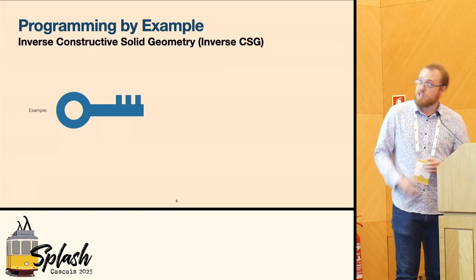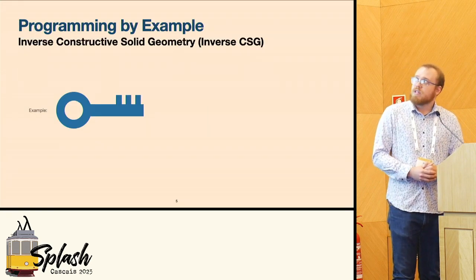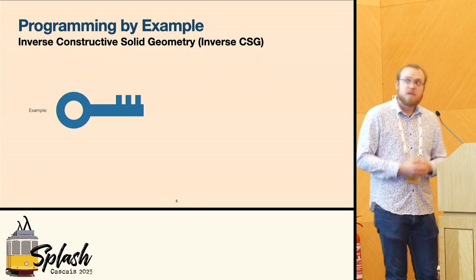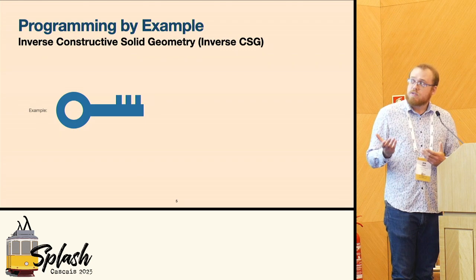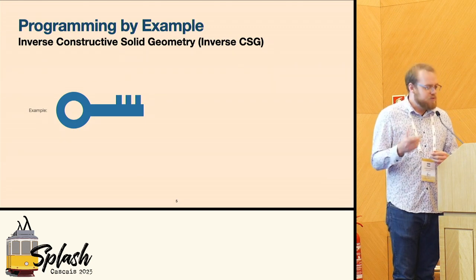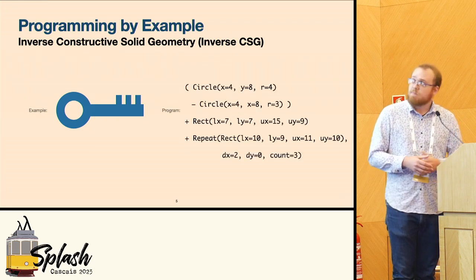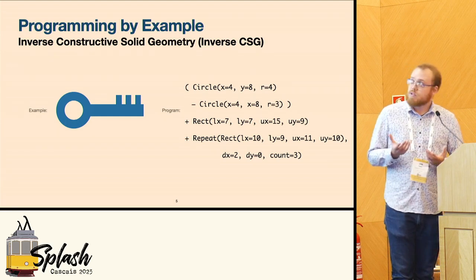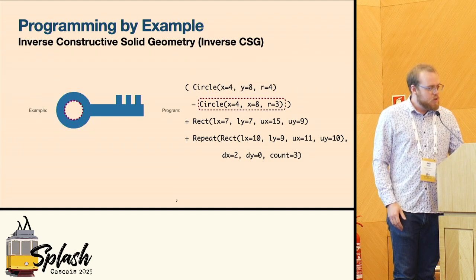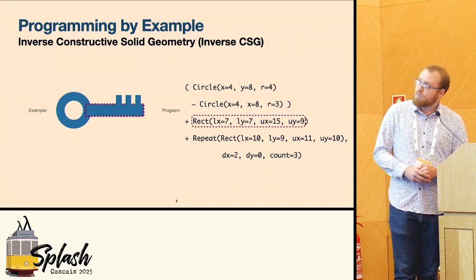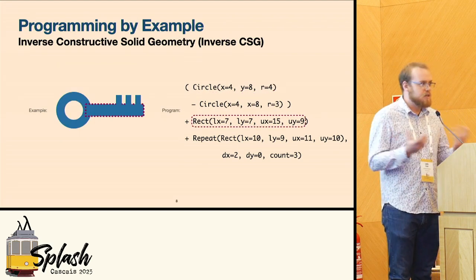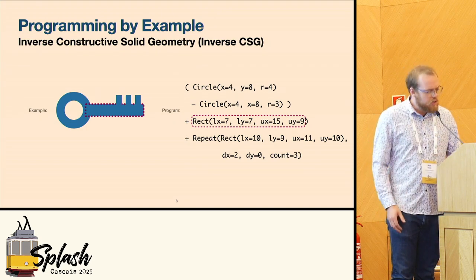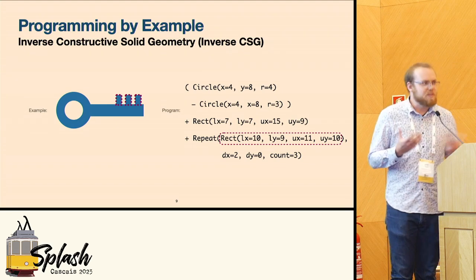To give you an example, consider the inverse constructive solid geometry domain, or inverse CSG. The goal here is to start with a picture like we have on the left, and to write a program that generates that picture by composing primitive shapes like circles or rectangles, using Boolean operations like plus and minus, and other operators like, in our DSL, a kind of repetition construct.